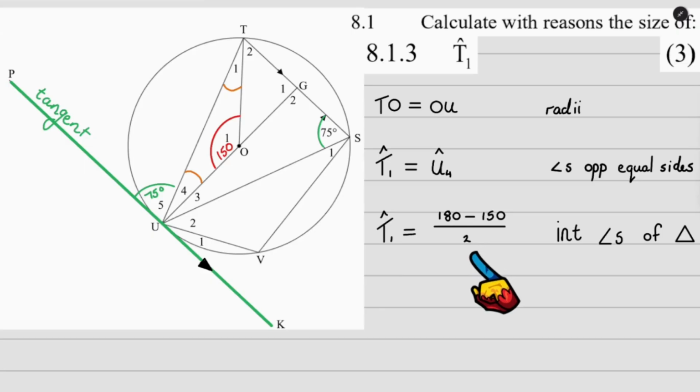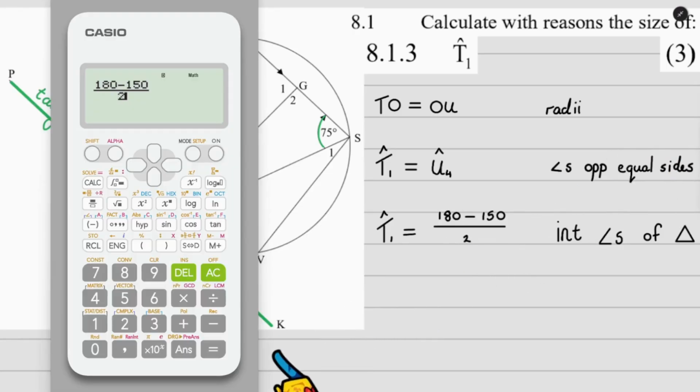Let me quickly explain the mechanics of that line. If I say 180 minus 150, it gives me the size of both of these angles added together. So this one plus this one is 30 degrees. But we know that they're the same size, so I can just divide that by 2 to get the size of T1. And that you can pop straight into your calculator. After you press equals, it just gives you 15 degrees.